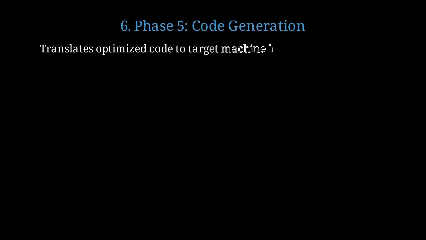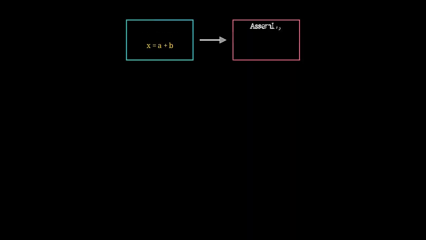The final phase produces the actual machine code. Code generation translates the optimized intermediate representation into actual machine instructions for the target processor. A simple addition like x = a + b translates to several assembly instructions: move a to register 1, add b to register 1, then move register 1 to x.